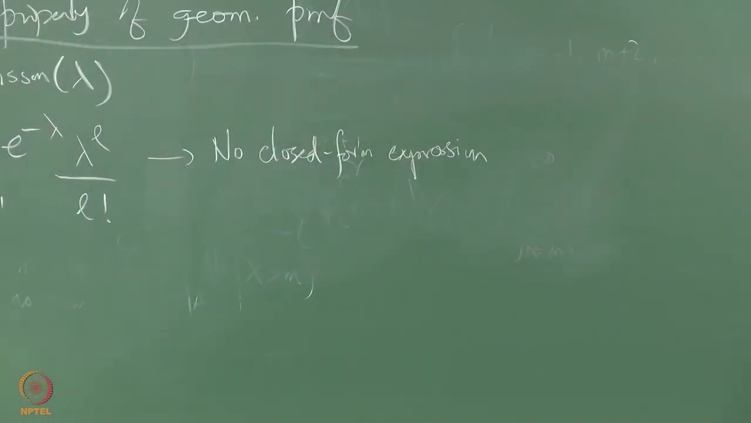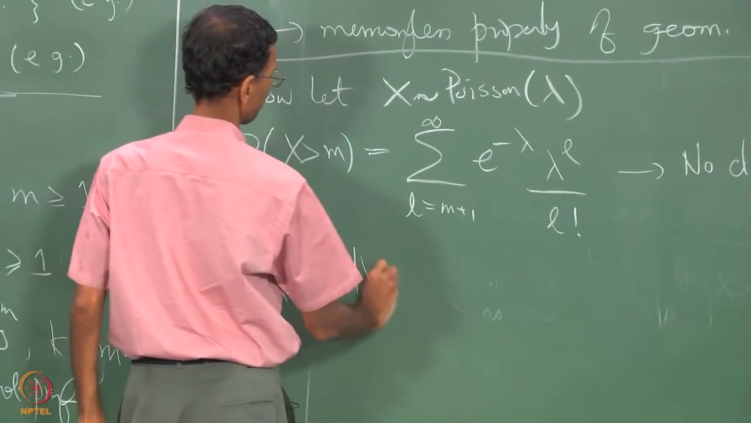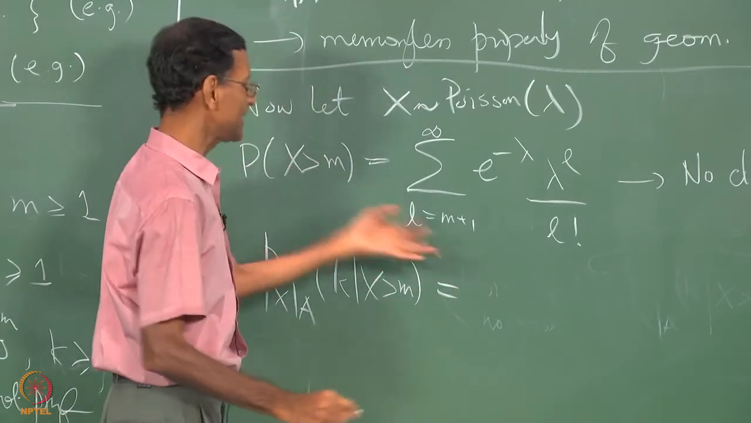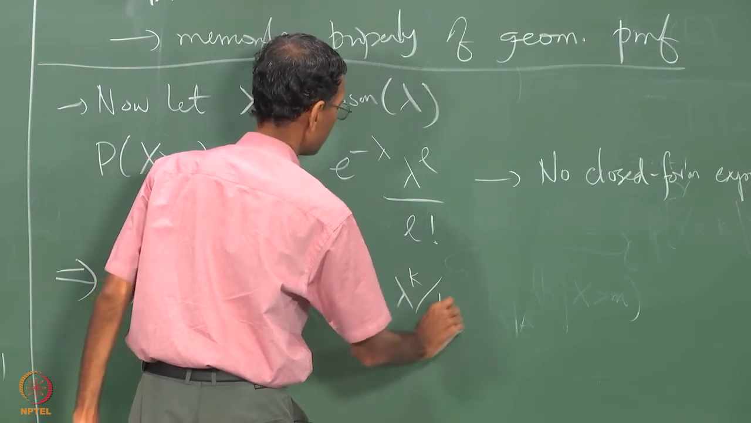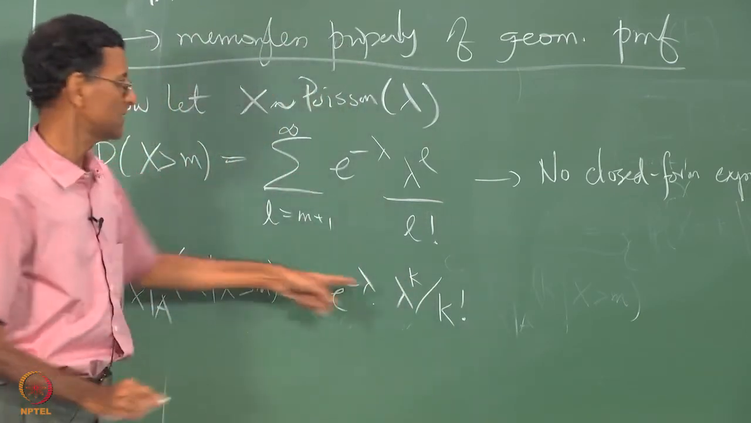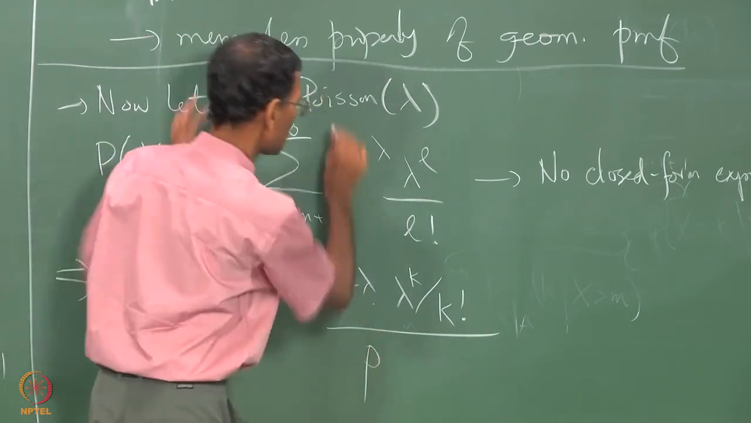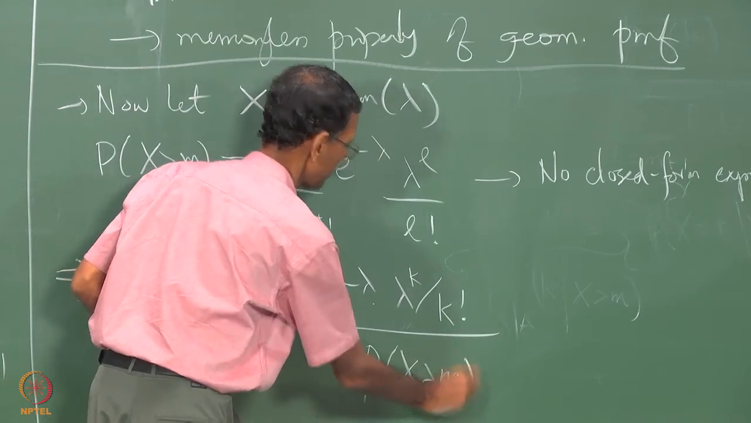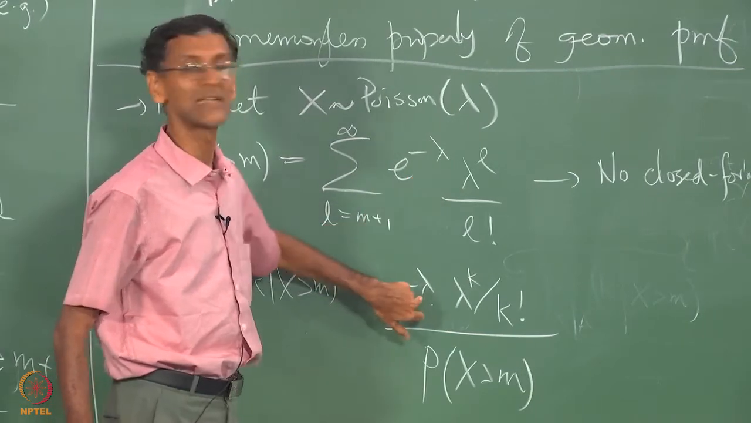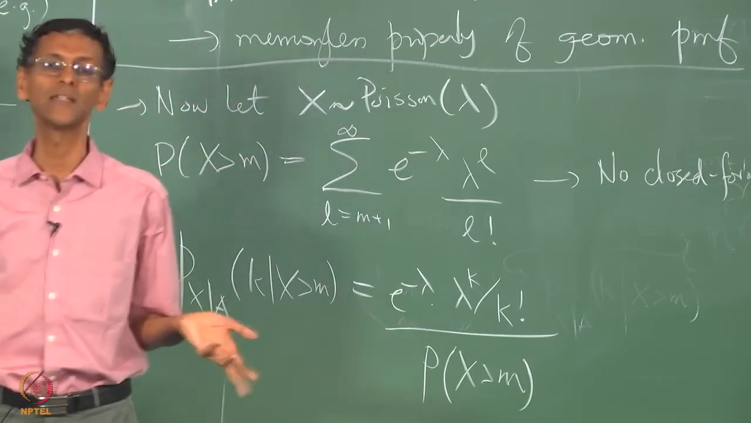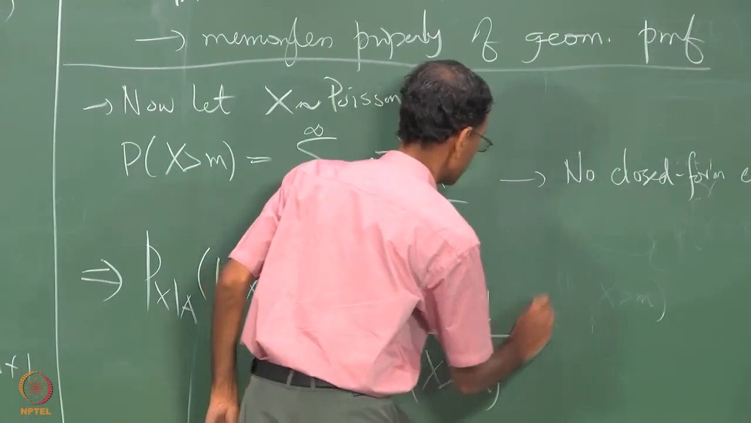So, I can write out e power minus lambda, lambda power k divided by k factorial, this is the numerator, and then the denominator is all of this. Let me not copy this whole thing, I will just write P(X > m). The only simplification that is possible is that e power minus lambda will cancel, that is the normalizing term, otherwise you will not get any other simplification.